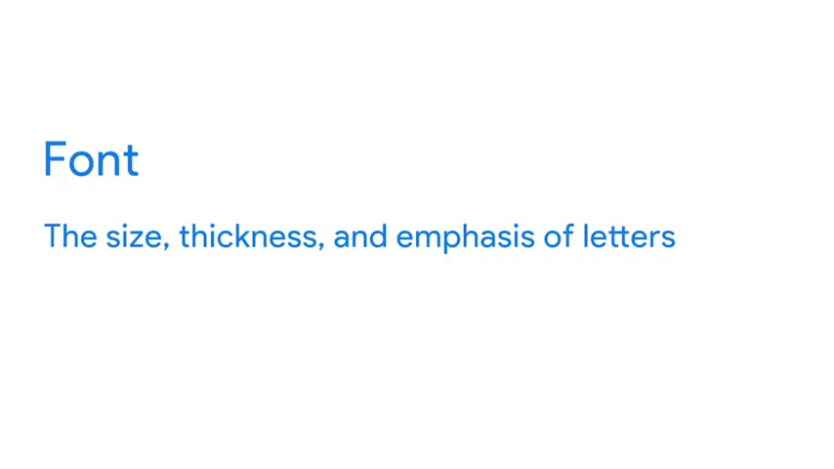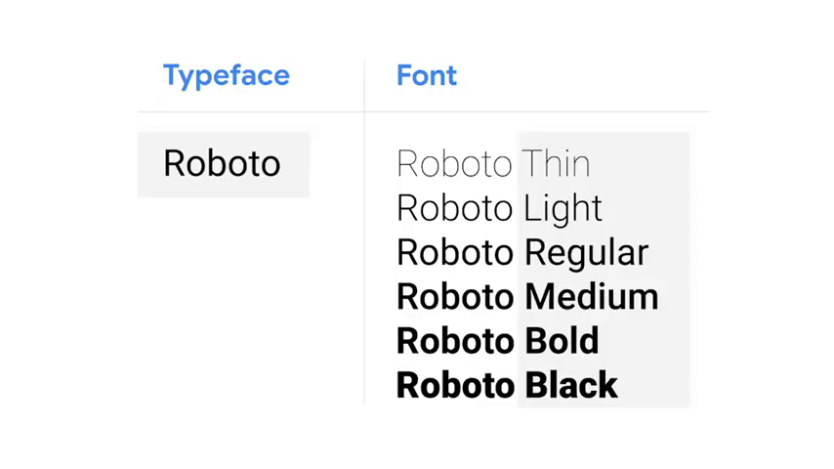All right, after you've chosen a type classification and typeface, it's time to select a font. Font is the size, thickness, and emphasis of letters. The difference between typeface and font can be a little confusing, so let's take a look at this example. In this case, the typeface is Roboto. The font can be more light or bold, italicized or regular, and even more variations.